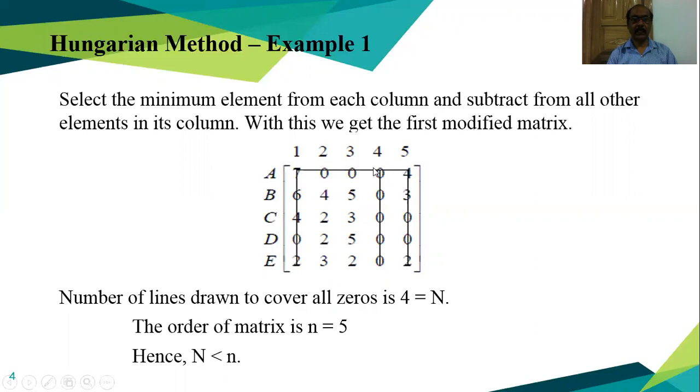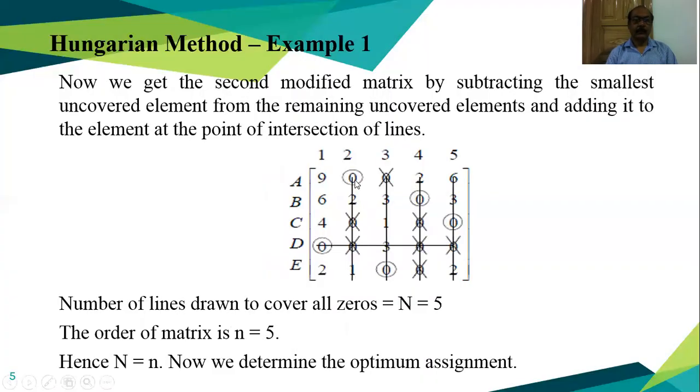There are 3 intersection points: this, and this. So this element, 7, will be increased by 2. This 0 will be increased by 2, and this 4 will be increased by 2, and this is decreased by 2. This will be 0, this will be 0, this will be 0. Now see in the next: all the intersection elements are increased by 2 and all of the uncovered elements are decreased by 2.